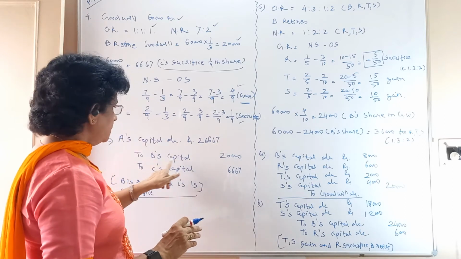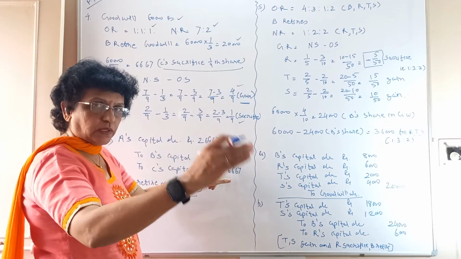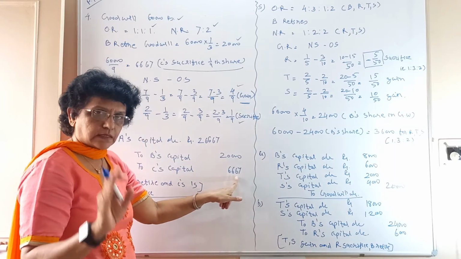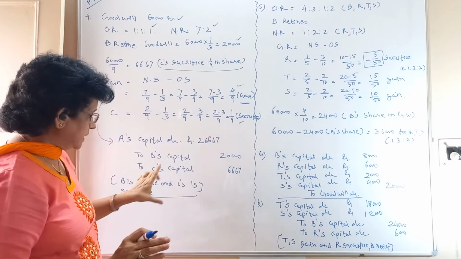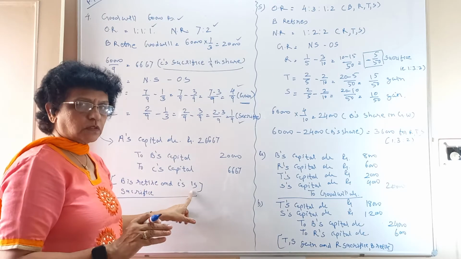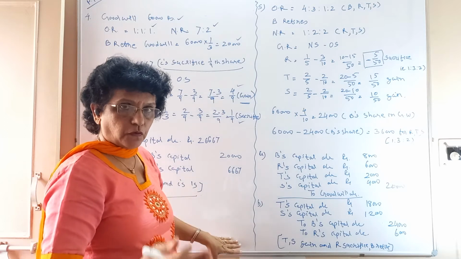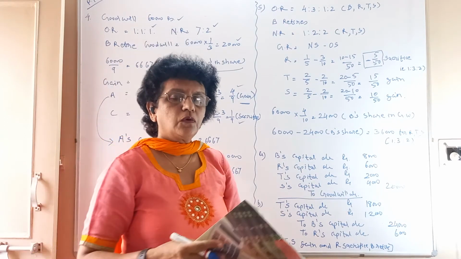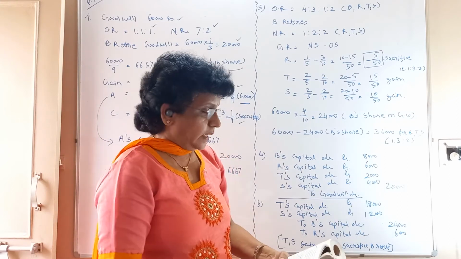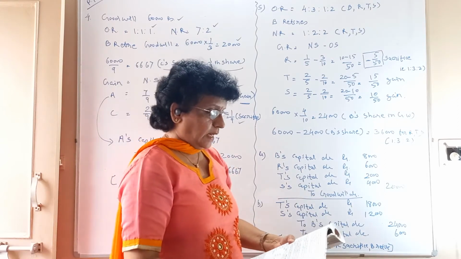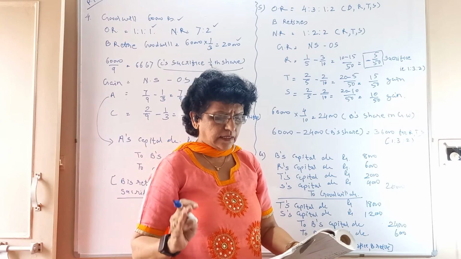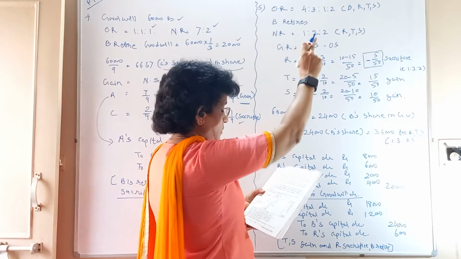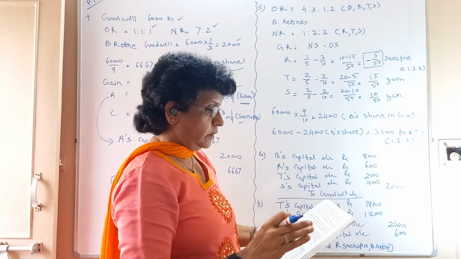Okay. So to B's capital account, the partner who is retiring. To C's capital account, the partner who is sacrificing. So here the concept is that the sacrificing partner is also supposed to get the portion of goodwill as a benefit to him. So his capital account is to be credited. In the same manner, let us see point number 5. B, R, T, S are the partners sharing profit and loss in the ratio of 4:3:1:2. This is the old ratio given.